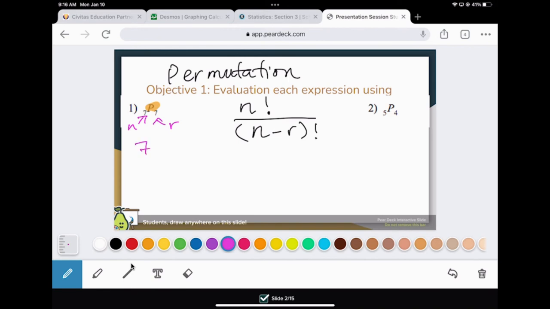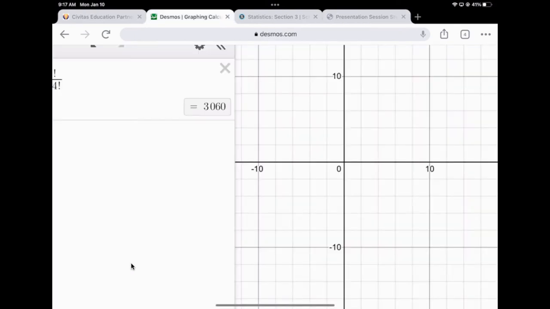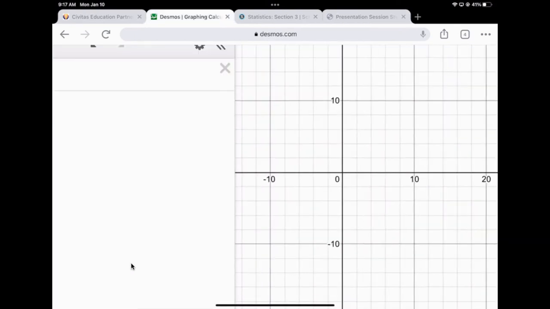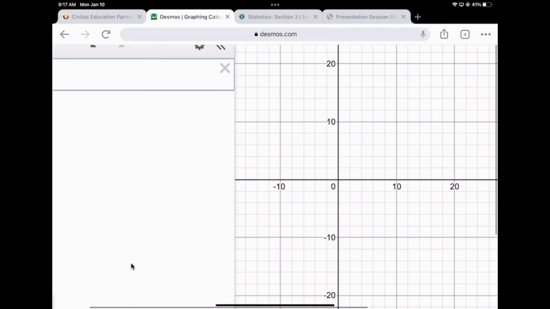So this is going to be 7 factorial over 7 minus r. So r is 7, so minus 7 as well. Here's the thing. If we simplify this one, it's over 0. 0 factorial is not 0. It's actually 1. But I'll show you how to use Desmos. If you go to the website, it's a graphing calculator website. This is an online tool that you can use as well.